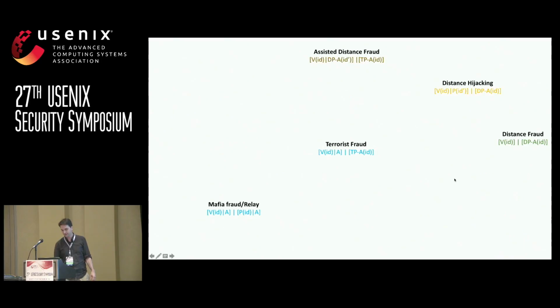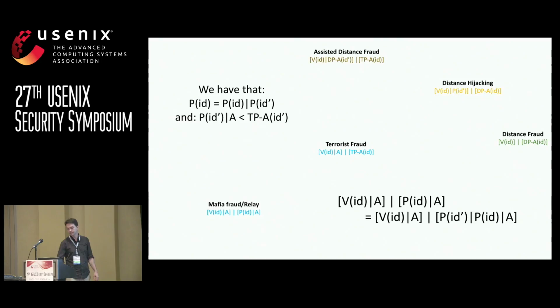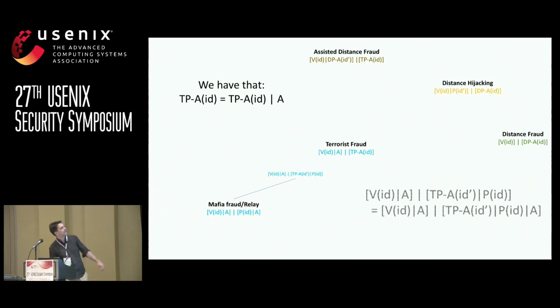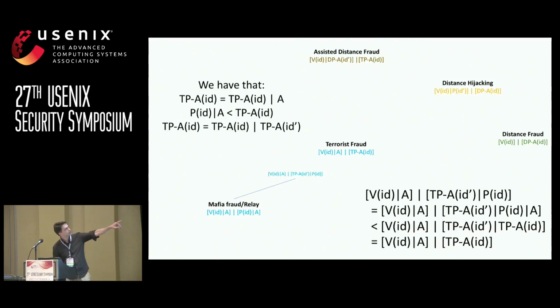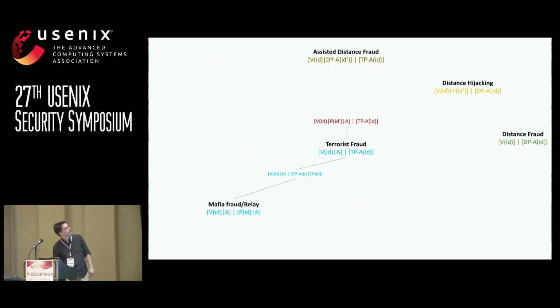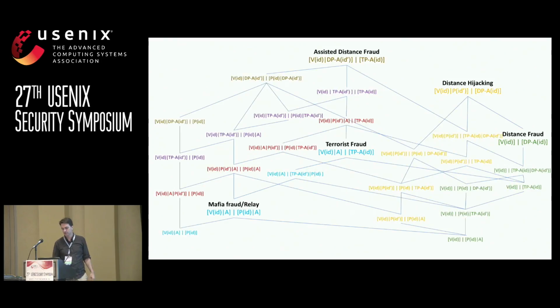Now we can apply these rules to express an ordering between these properties. And we find that mafia fraud is strictly weaker than terrorist fraud, which is strictly weaker than assisted distance fraud. Likewise, distance fraud is weaker than distance hijacking, but these two classes are unrelated. There's nothing between them. So now we can continue this game and consider all possible arrangements of these blocks, and we're led to all of these unique different properties, including ones we haven't seen.